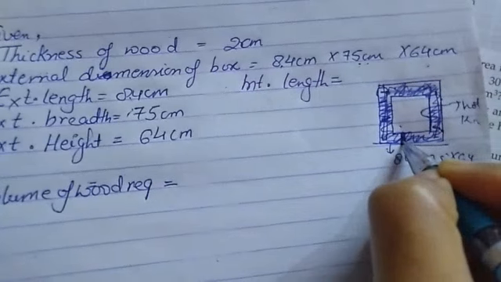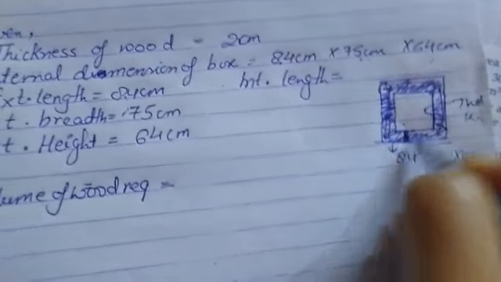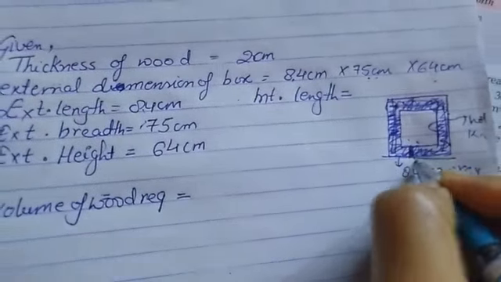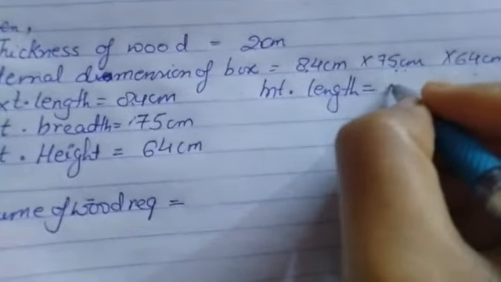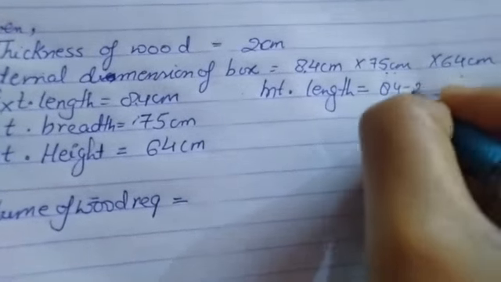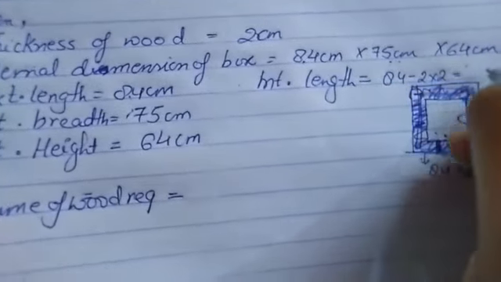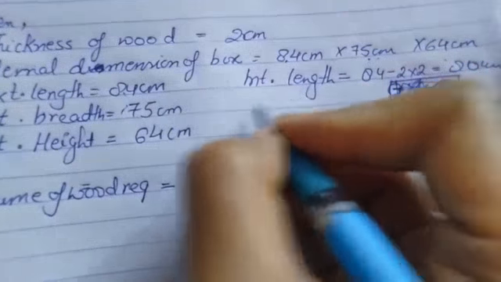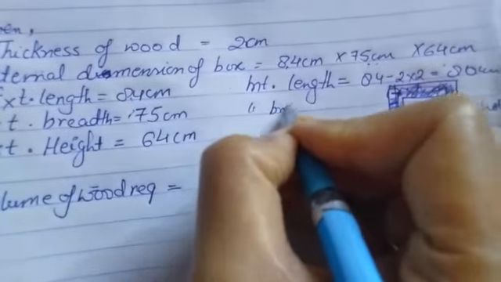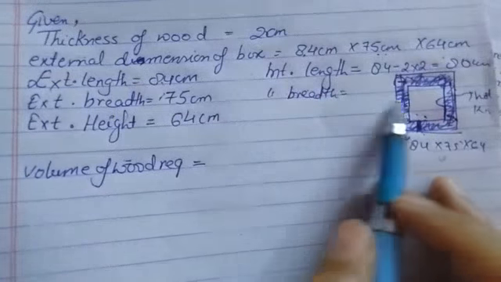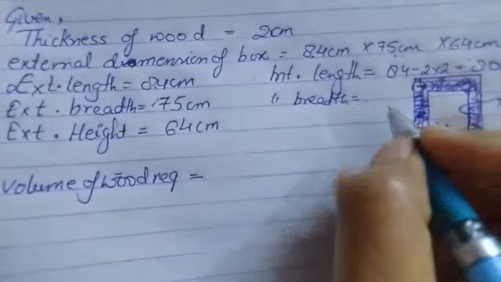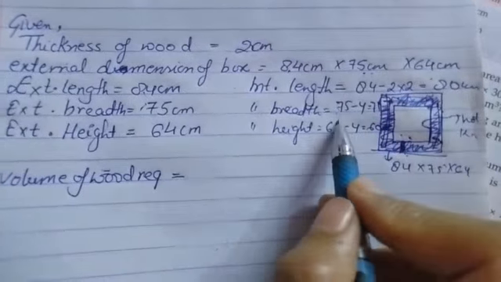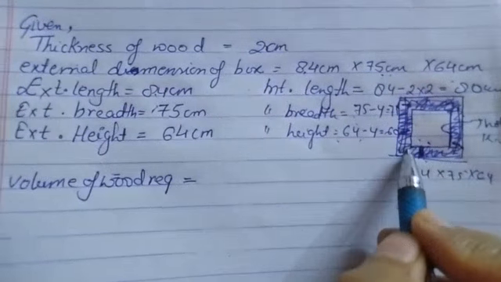ना, add on जो भी होगा, तो यहाँ पे क्या हो गया? 84, and the area of this will be 2 into 2. Internal breadth is equals to, सब में से हम लोग 4 सब्ट्रैक्ट करते जाएंगे. 75 minus 4. So the new length, internal length is 80 centimeter, breadth is 71 centimeter, and height is 71.